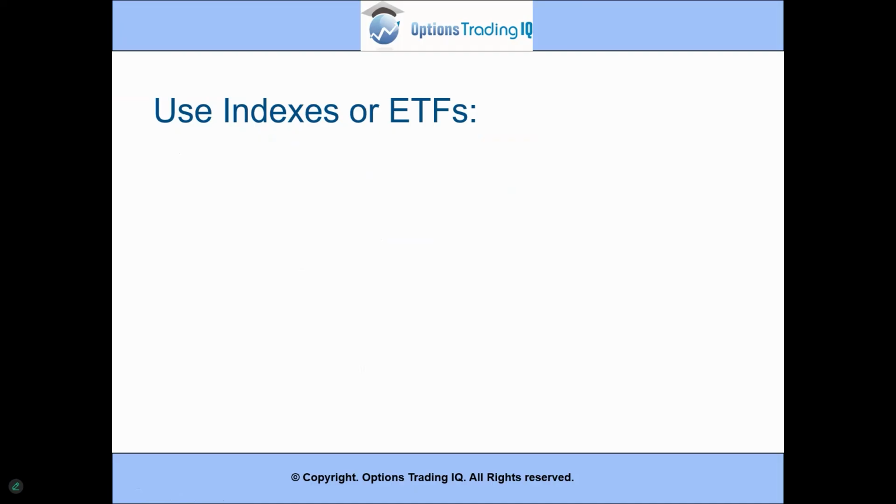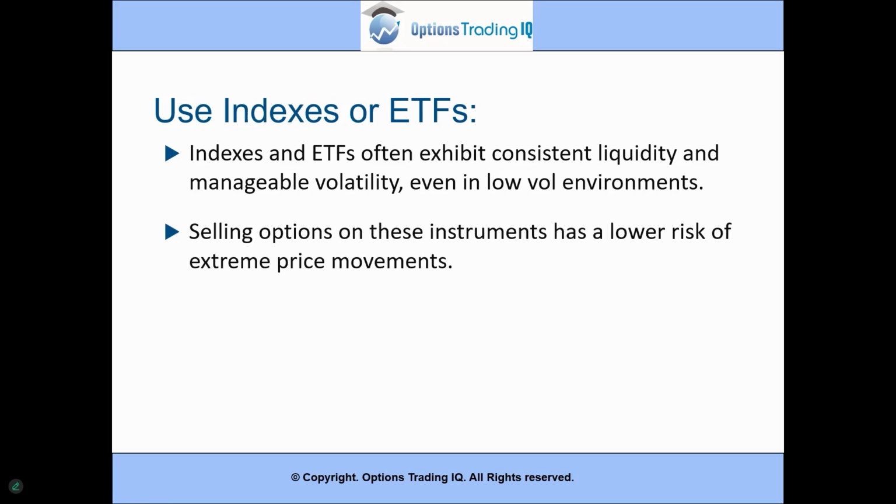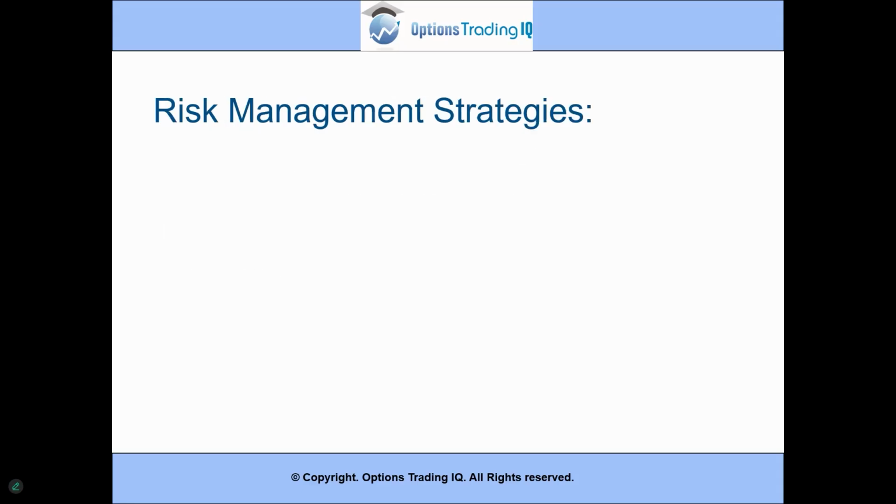Another strategy you could use is to use indexes or ETFs. They often exhibit consistent liquidity and manageable volatility, even in low volatility environments. And again, if we're using fairly defensive ETFs, they're much less likely to have a big drop than, say, some of these high risk IPO or recent IPO stocks or high volatility stocks. So selling options on indexes and ETFs has a lower risk of extreme price movements.